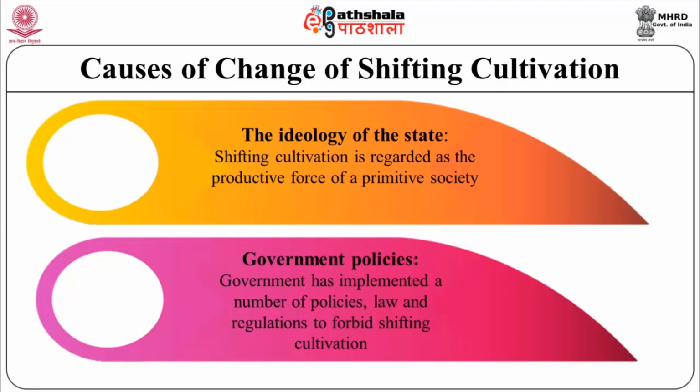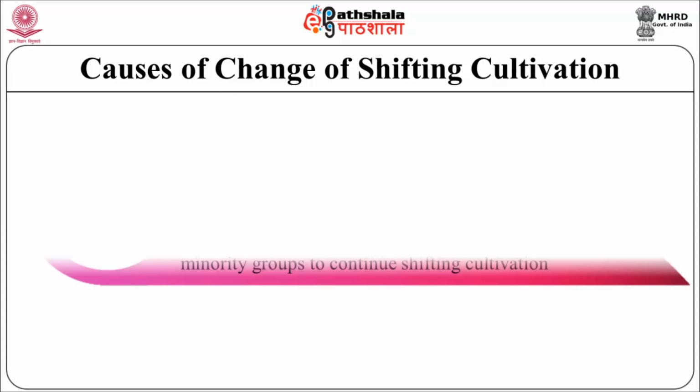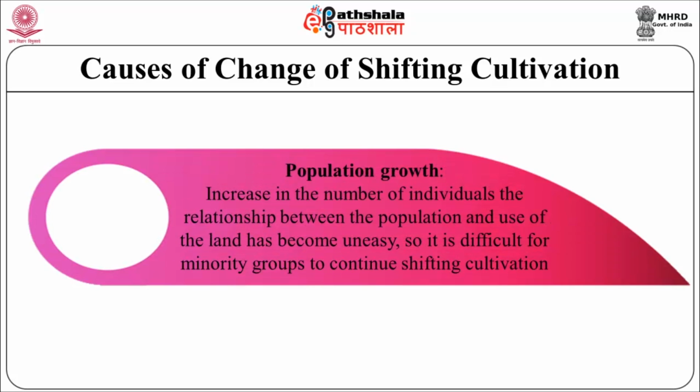Population growth is another factor. The population of the ethnic minorities living in the mountainous areas of Yunnan province has tripled over the past 60 years. With the increase in the number of individuals, the relationship between the population and the use of land has become uneasy. So, it is difficult for minority groups to continue shifting cultivation.